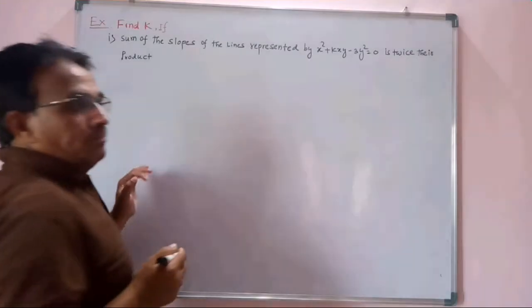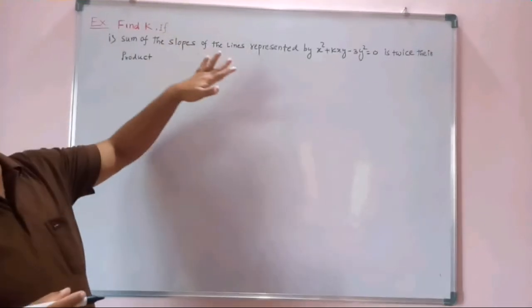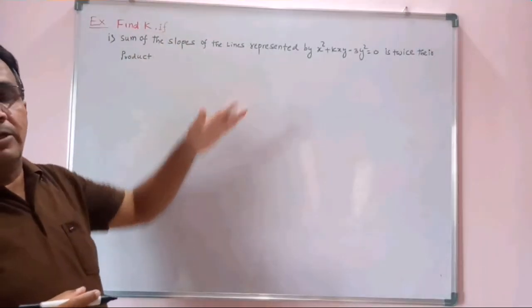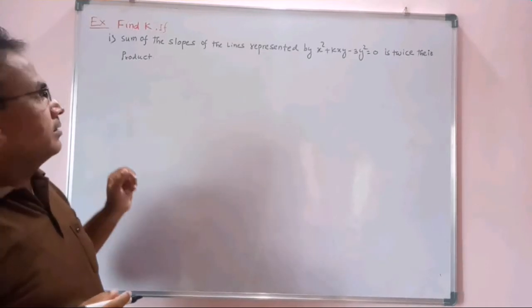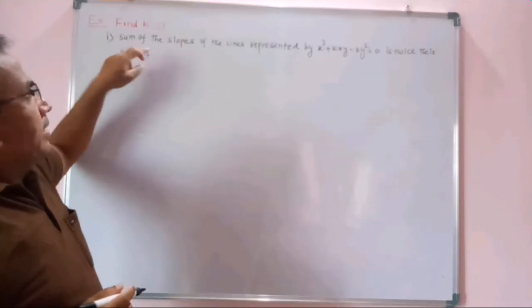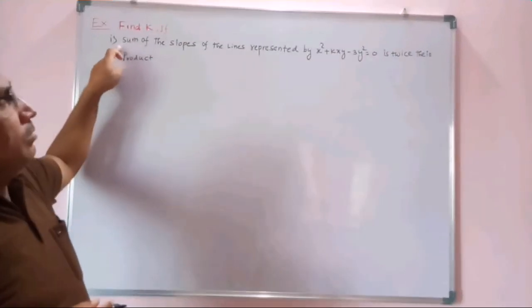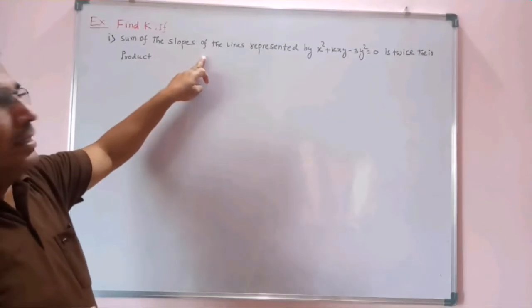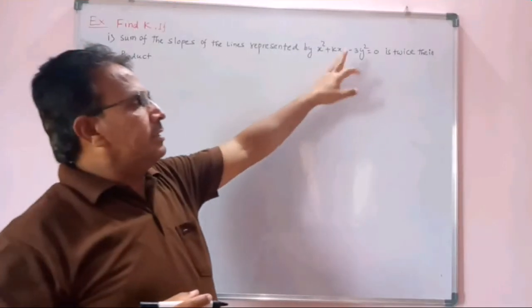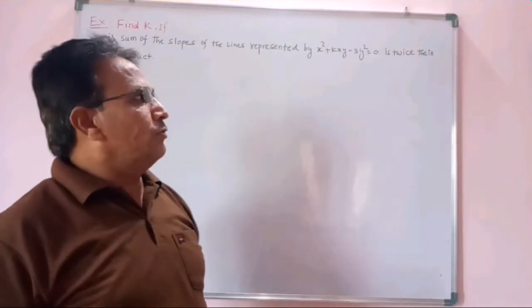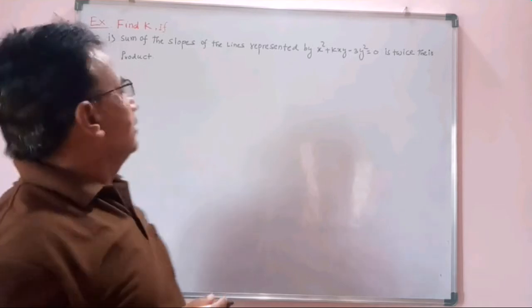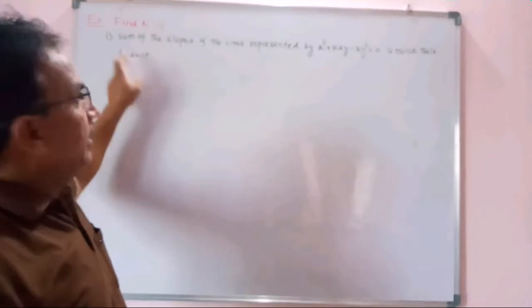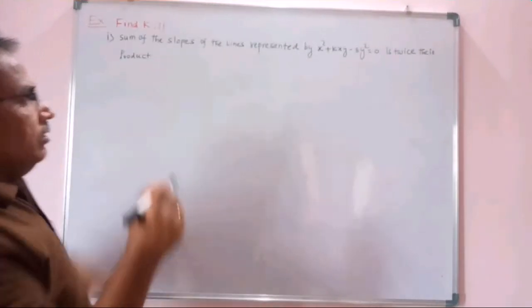Let us discuss an example of these conditions of the homogeneous second degree equation. There are three conditions. First example: the sum of the slopes of the lines represented by x square plus kxy minus 3y square equal to 0 is twice their product. Find the value of k.